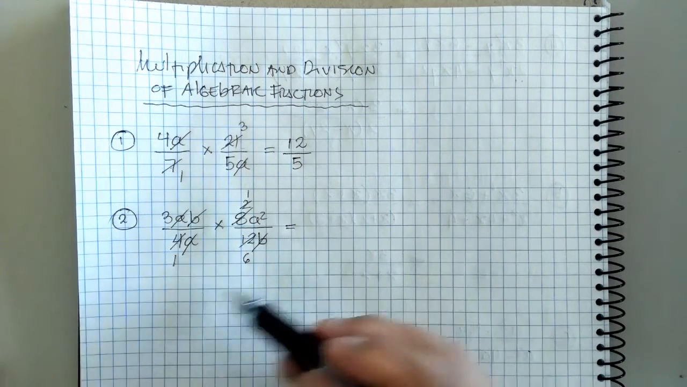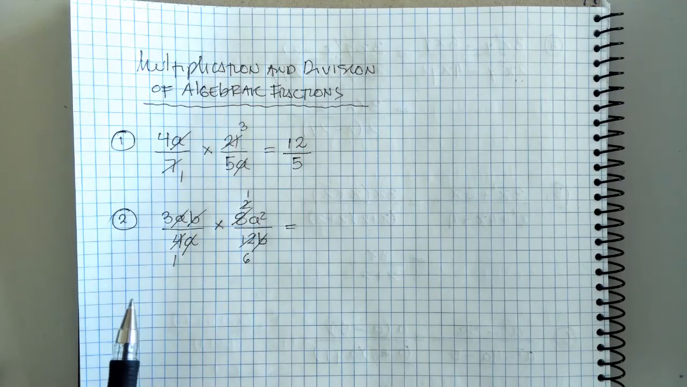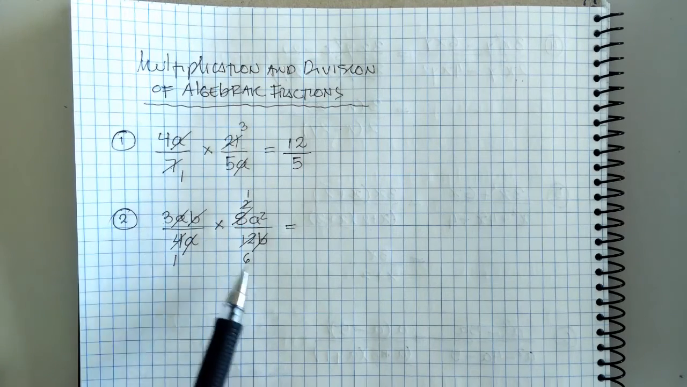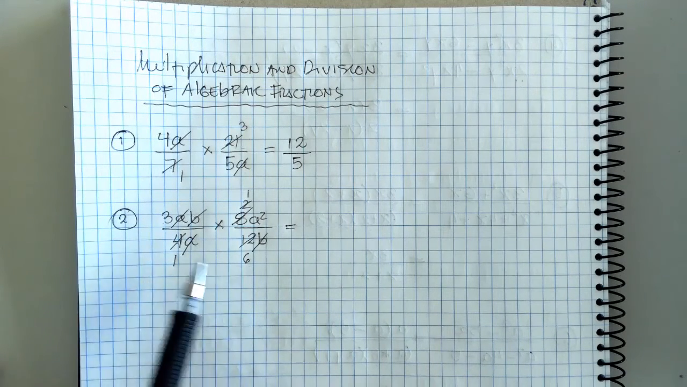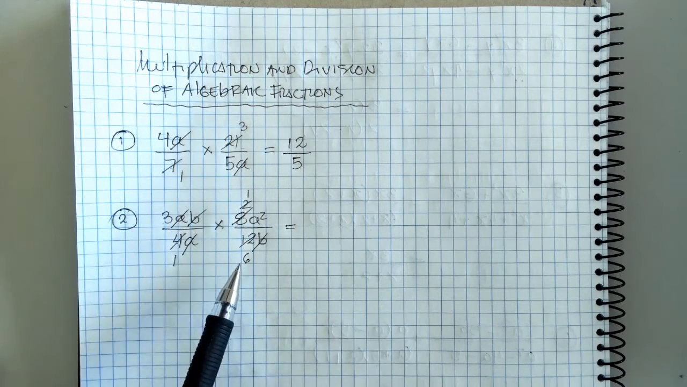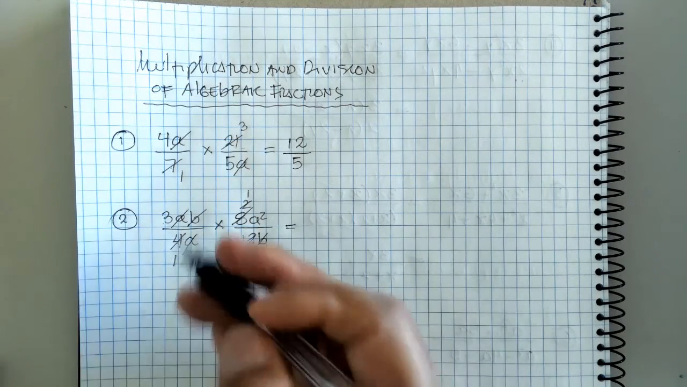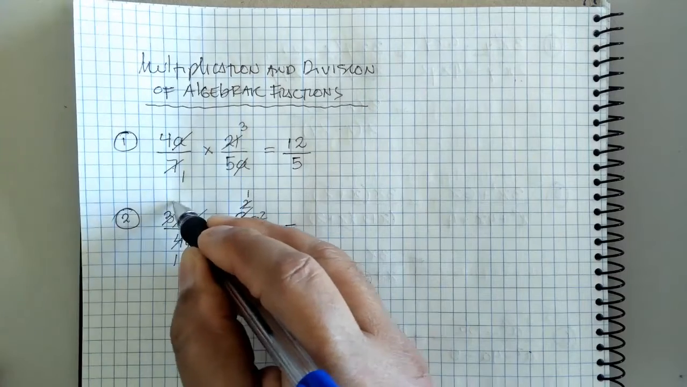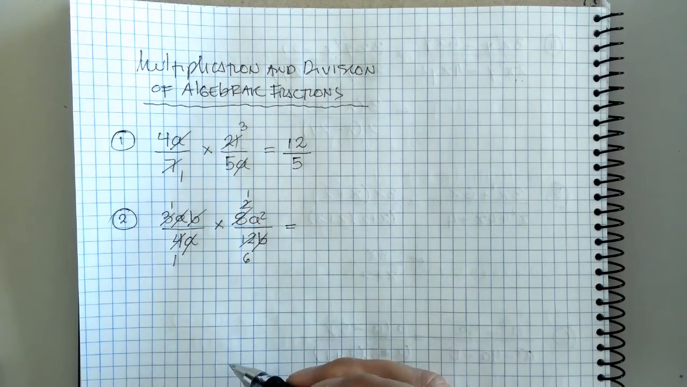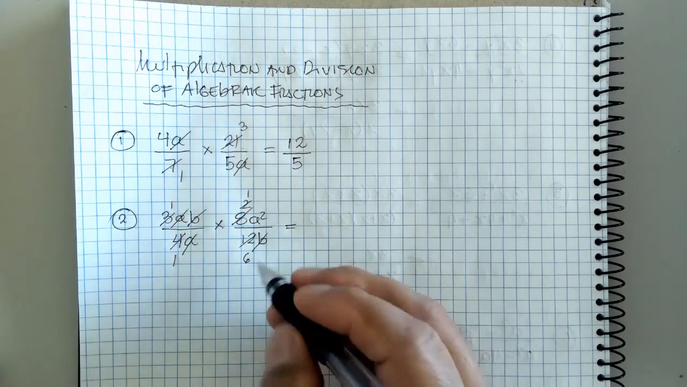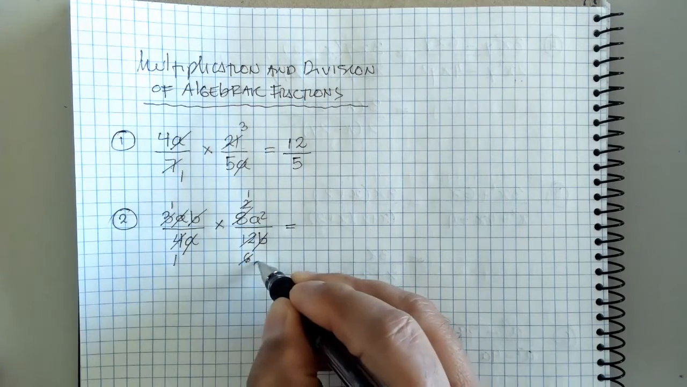Then we look around and see if we can simplify a bit more. The answer is yes, because this is 3 and this is 6. The highest common factor between 3 and 6 is 3. So we divide 3 by itself, which is 1, and then divide 6 by 3, which is 2.